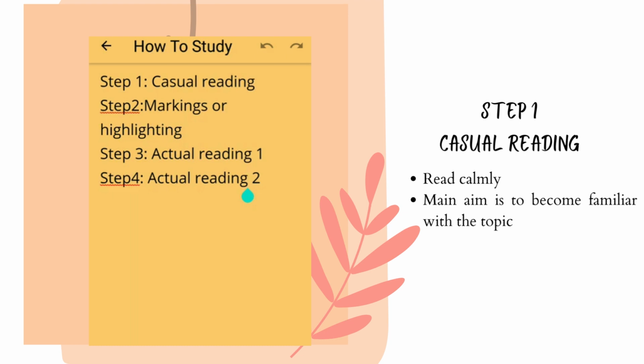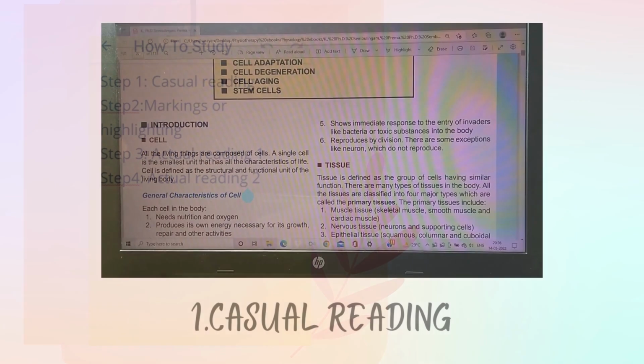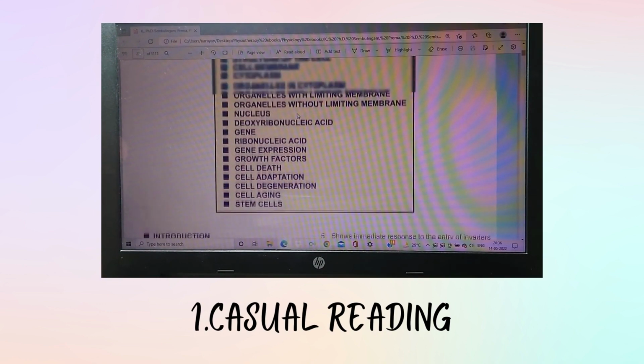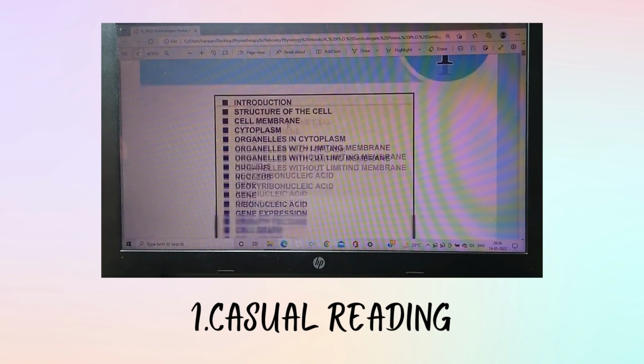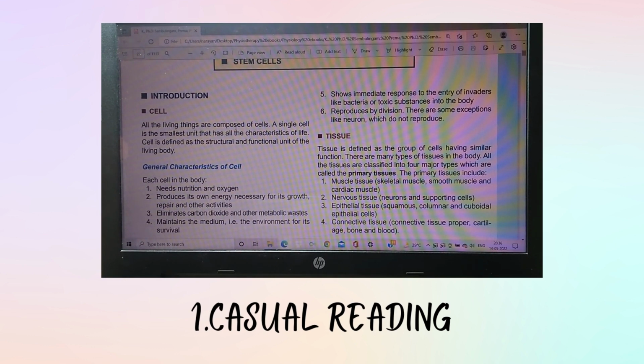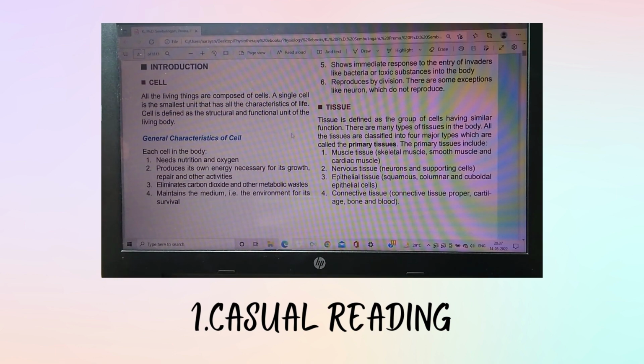The main aim of this step is to understand what's there in the chapter, and where you have to focus. So, let's take a very easy topic. This is a chapter on cell. You're going to just read it. All living things are composed of cells. Single cell, smallest unit, has all the characteristics of life.